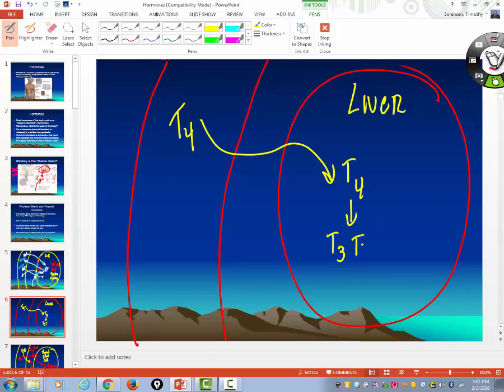T3 is called triiodothyronine. I'm assuming that you like T3 better than the name triiodothyronine. And T3 gets dumped into the blood. T3 is the most powerful form of the thyroid hormones. T4 is the most numerous, but T3 is the most biologically active.